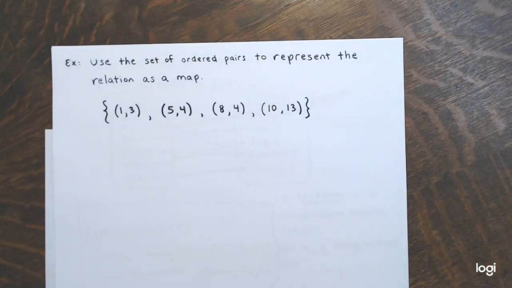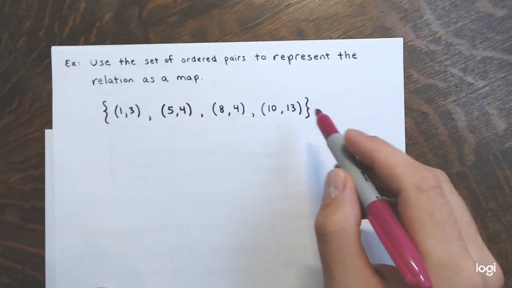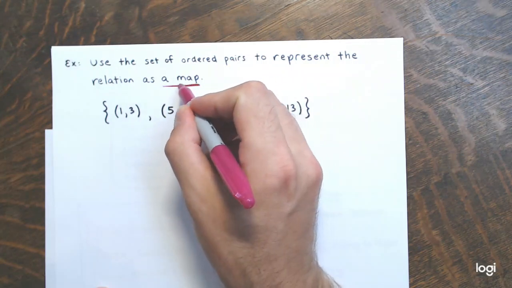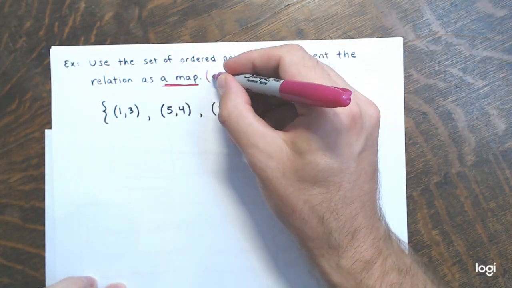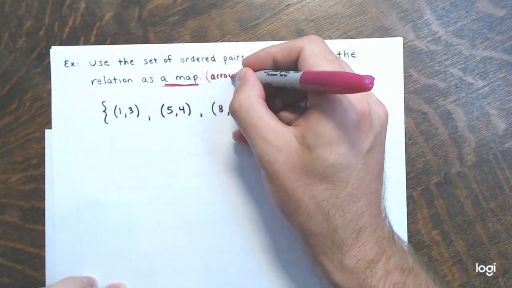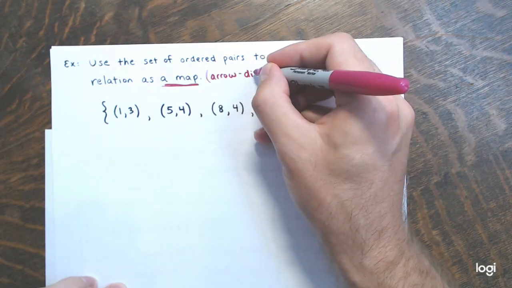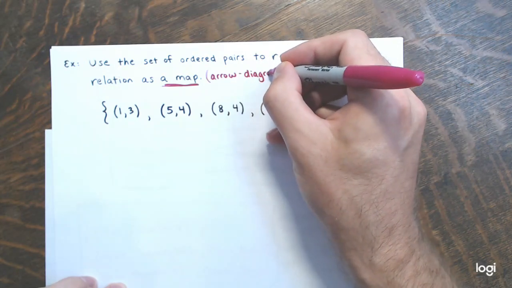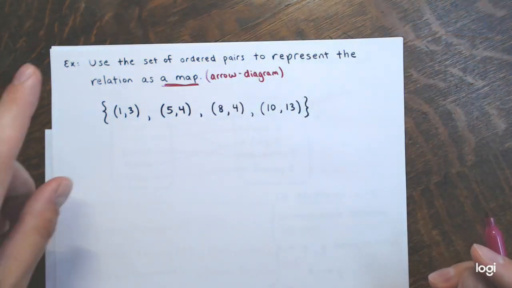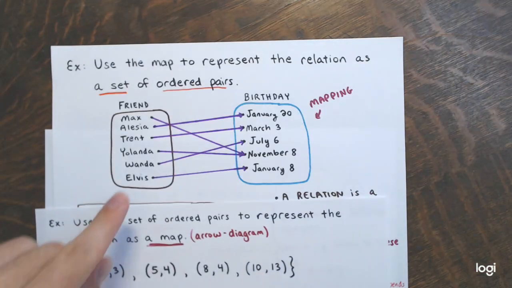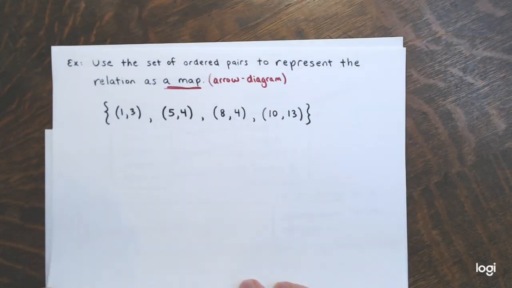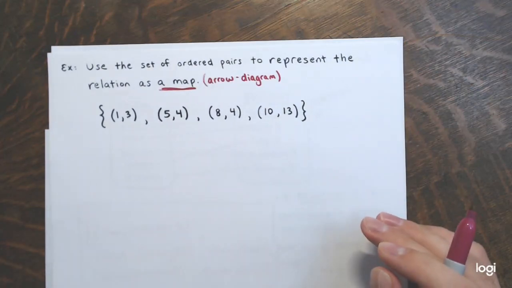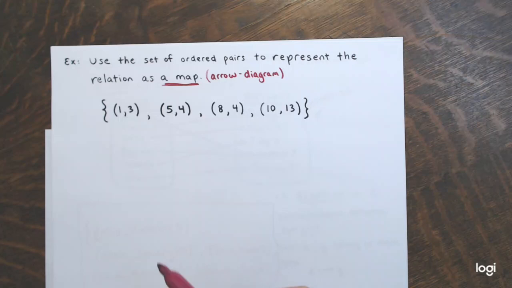Alright, and so if I want to make a map, right, this is a set of ordered pairs, one representation of the relation. I'm asked to make a map or a mapping. Sometimes you might see it referred to in other texts as an arrow diagram, for obvious reasons, right? Because I had the arrows pointing from the element in one set to its corresponding element in the other set. Okay, so let's do this.